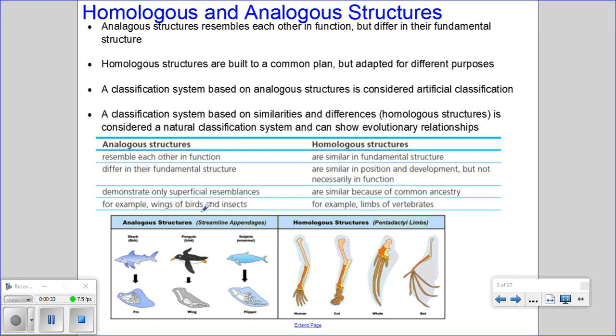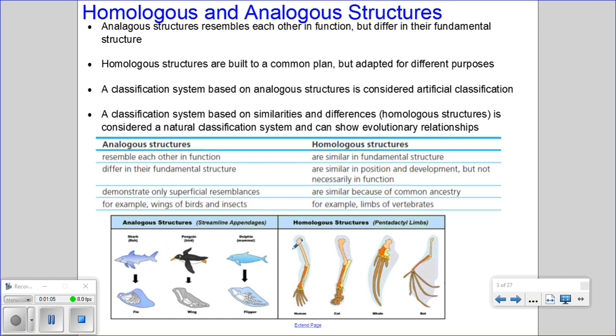The example down here in the diagram shows the streamlined appendages found in sharks, penguins, and dolphins as an example of analogous structures. Now, they resemble each other in function, but they differ in their fundamental structure, and they really only demonstrate superficial resemblances. And these structures would have come about through similar selective pressures, for example, swimming through water.